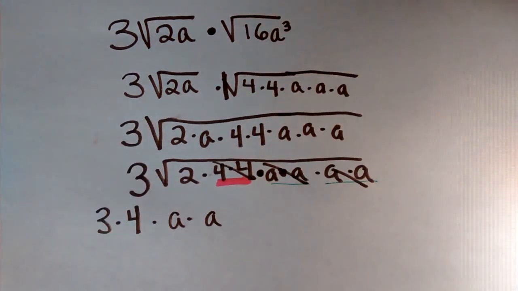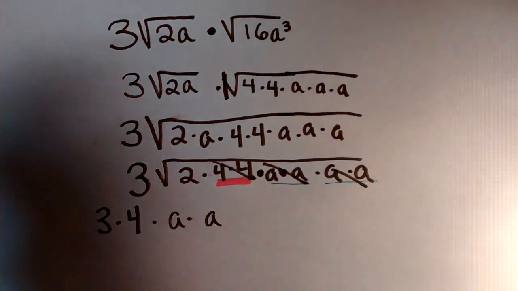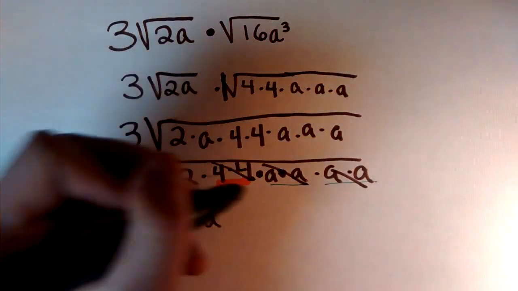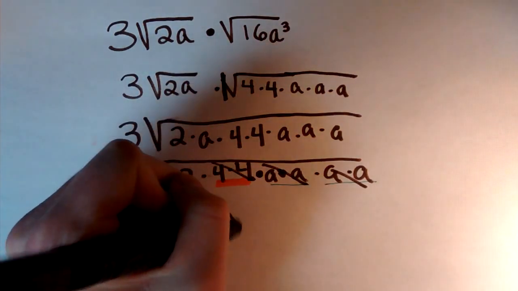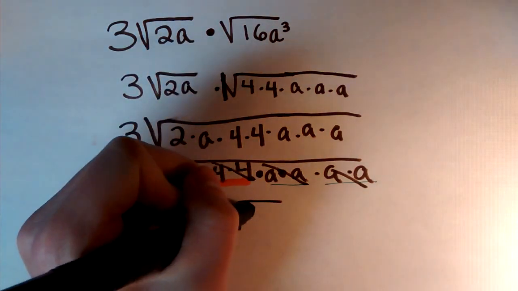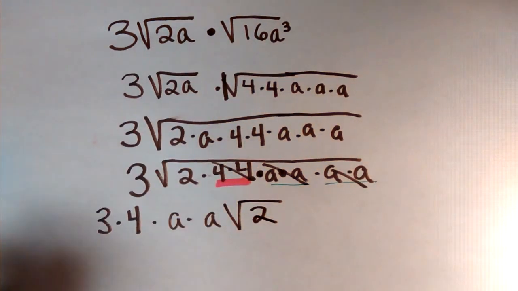Now, a student told me if there isn't a pair, it stays in the square. Now, that works if you think of the radical as part of a square. If there isn't a pair, it stays in the square. So we're left with a radical 2. Everything else had a pair and it came out.